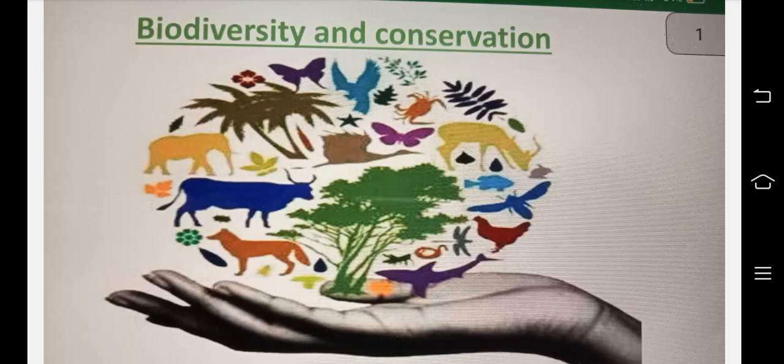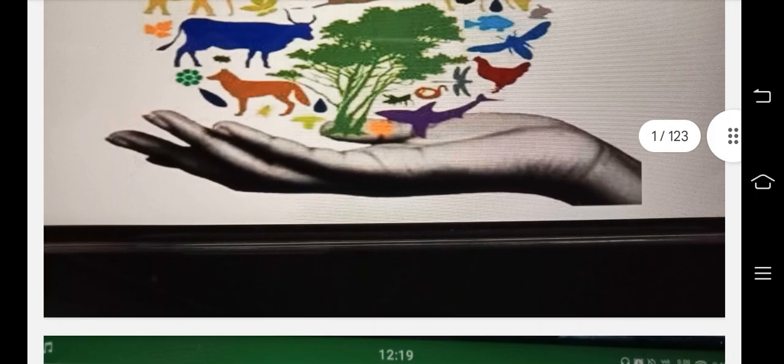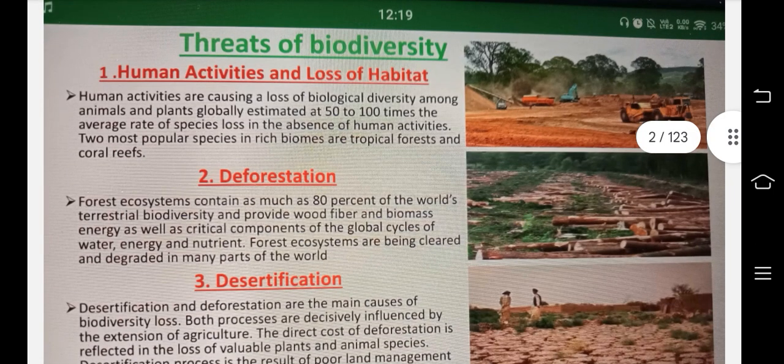Now let's have a quick recap about biodiversity and conservation. Threats to biodiversity: human activities and loss of habitat. Human activities are causing a loss of biological diversity among animals and plants, globally estimated at 50 to 100 times the average rate of species loss in the absence of human activities.